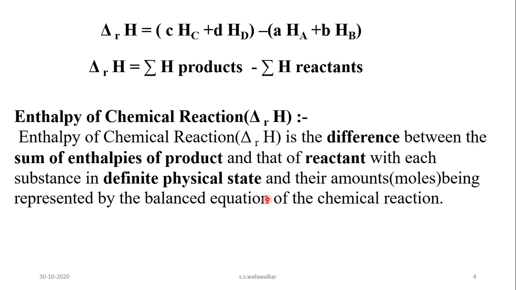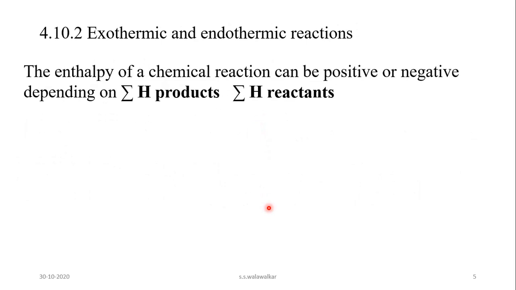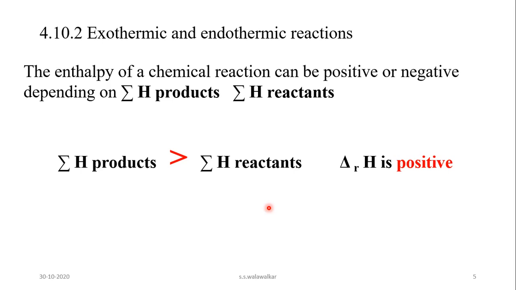Now this enthalpy of chemical reaction, that is delta H, may be positive or negative, and that depends upon the heat released or heat absorbed during the chemical reaction. If heat is absorbed, then the reaction is called an endothermic reaction, and if heat is released, then it is called an exothermic reaction. So enthalpy of chemical reaction can be positive or negative, and that depends upon the sum of enthalpies of products and the sum of enthalpies of reactants.